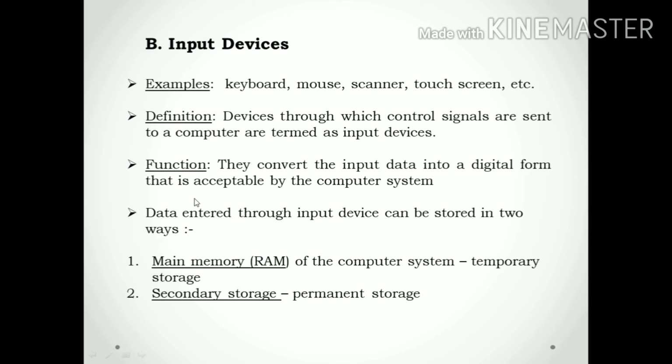Hope it is clear. And next we can see that there are two ways in which the input device can store the input data. So data entered through input device can be stored in two ways, that is main memory RAM of the computer system or secondary storage. So data entered through the input device, that is the human language, can be stored in two ways. It can be temporarily stored or permanently stored. It can be temporarily stored in main memory of the computer system. Okay, it's the RAM. And another way is permanent storage, like storing it in some secondary storage like external hard disk, etc.